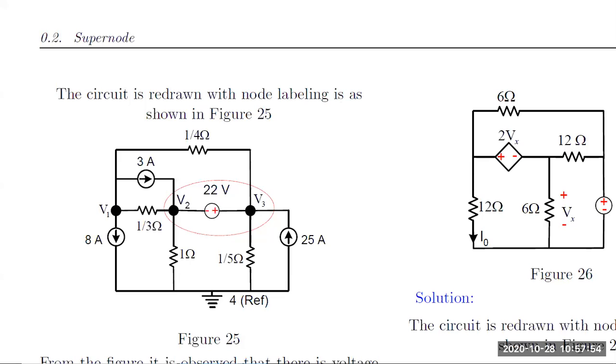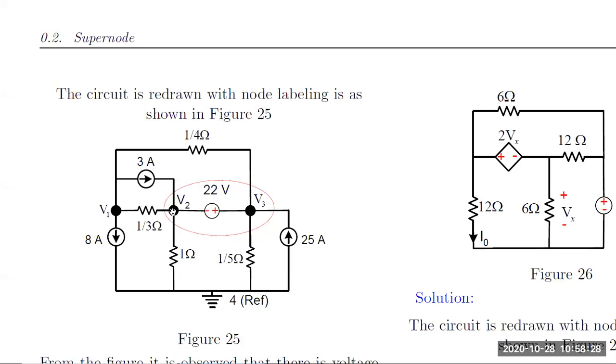V1 minus V3 by 1 by 4. Yeah. Next, plus or minus 8? It is a plus, because the 8 amperes is moving away, leaving this node, so plus 8 ampere plus 3 ampere. Clear. We cleared the first node.